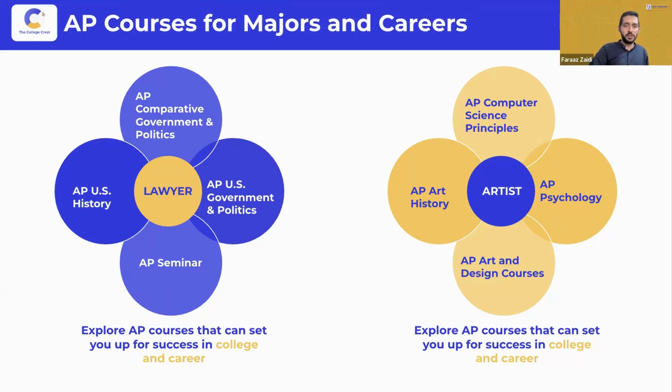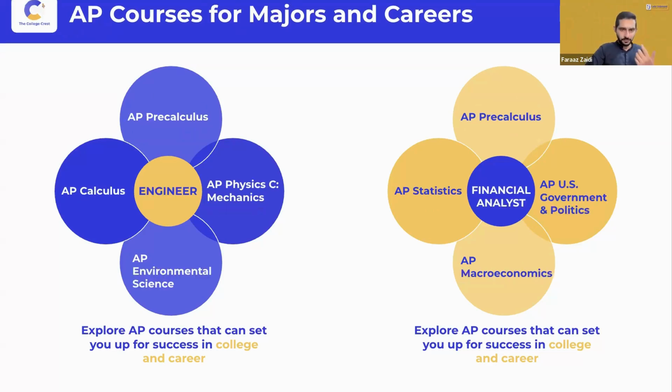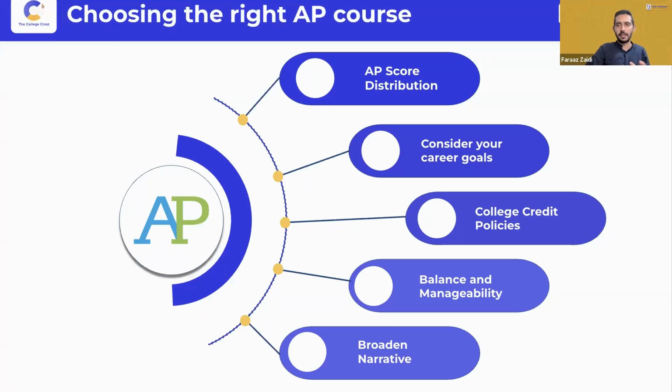Now, moving on to the next part of choosing the right APs. The first two things we have discussed are the score distribution of previous years, and over the last two slides I've given you four different professions you may be interested in and how you could make this selection. As a matter of fact, you could go to the College Board website. I'm dropping the link in the chat section so you can decipher a little more which AP you would be selecting from.